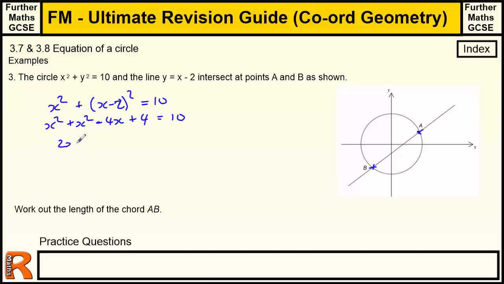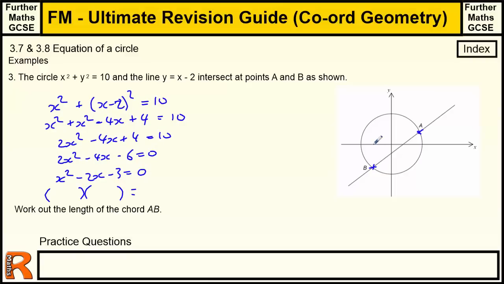So we've got 2x squared minus 4x plus 4 equals 10. Take the 10 over to this side, we get 2x squared minus 4x minus 10, 4 minus 10 is minus 6 equals 0. We can divide throughout by 2 to get x squared minus 2x minus 3 equals 0. And then we factorise this to get our two solutions, one for this point and one for this point.